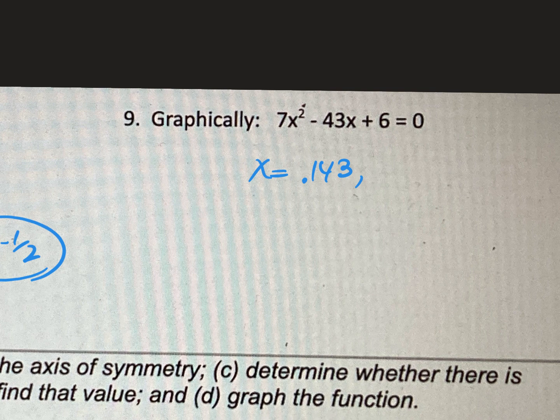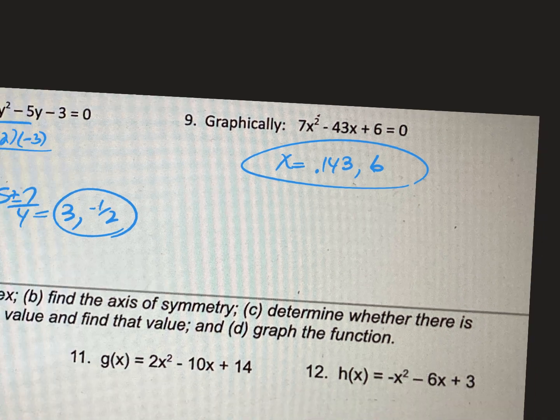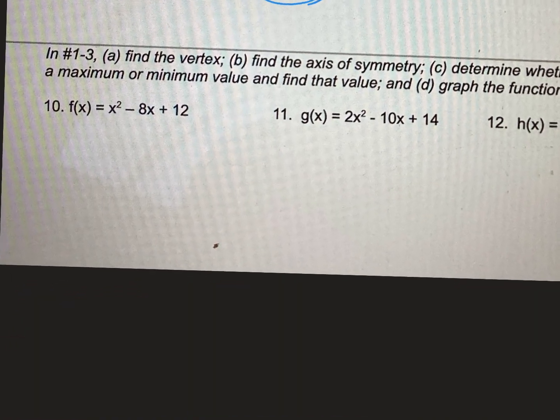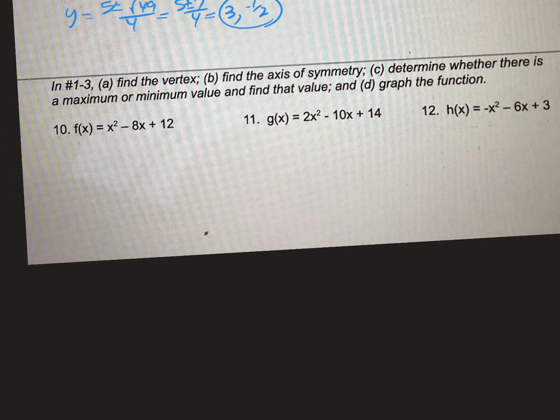0.143. I'm going to go back. Remember, second calc 0, and then left bound, right bound. And the second answer I'm getting 6. Okay, remember your answer, the x coordinates there. Let's keep going. Number 10, find the vertex, axis of symmetry, determine max or min, all that kind of stuff.